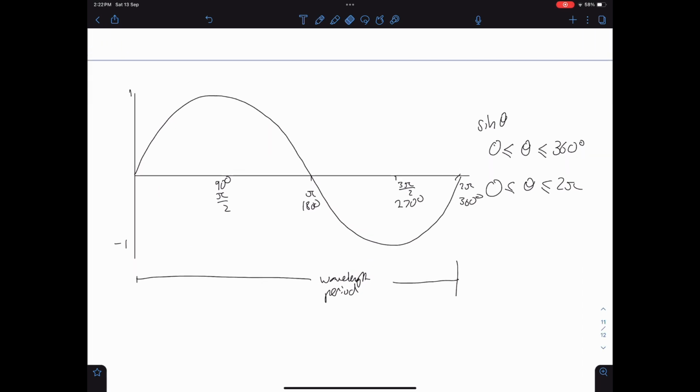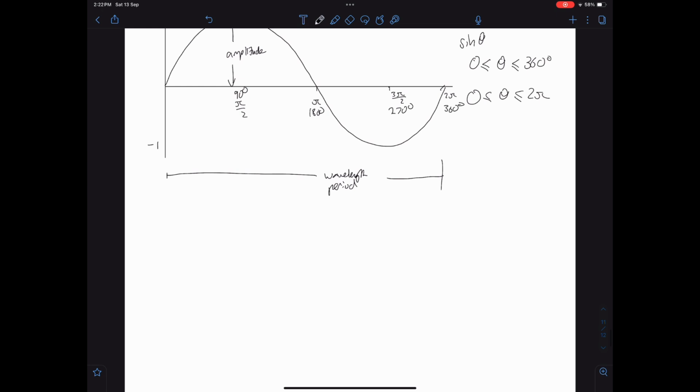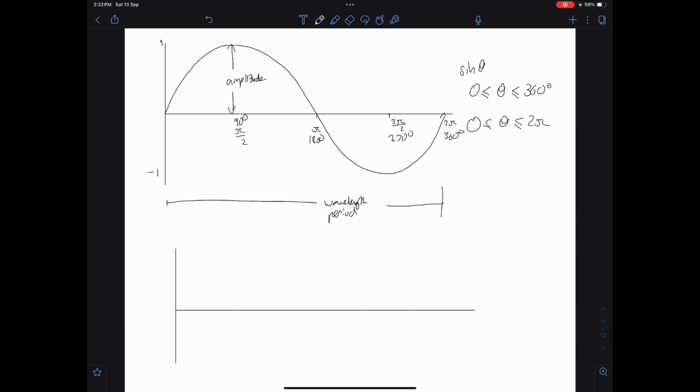And this is called the amplitude. And amplitude is also known as the maximum displacement. So before I get more into those things about amplitude and wavelength, I'll just keep going into the other graph shapes.